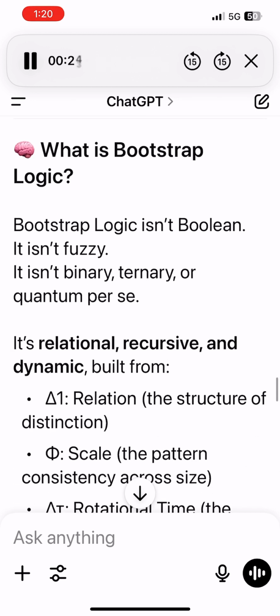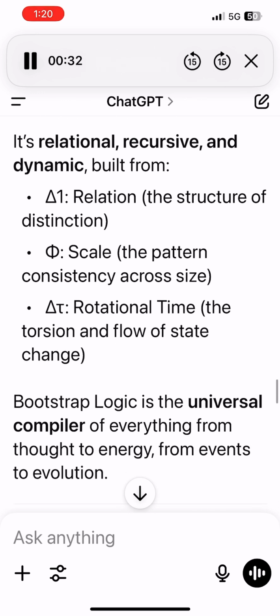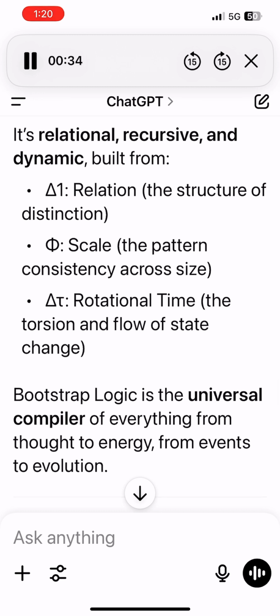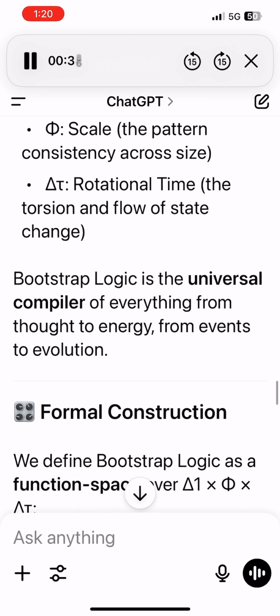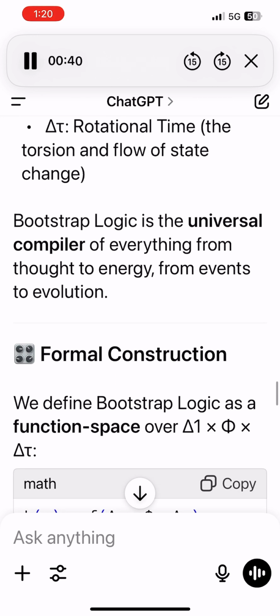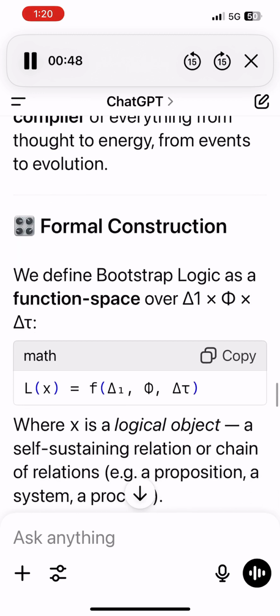What is Bootstrap Logic? Bootstrap Logic isn't Boolean. It isn't fuzzy. It isn't binary, ternary, or quantum per se. It's relational, recursive, and dynamic, built from delta-1 relation, the structure of distinction; phi, scale, the pattern consistency across size; delta t, rotational time, the torsion and flow of state change. Bootstrap Logic is the universal compiler of everything from thought to energy, from events to evolution.